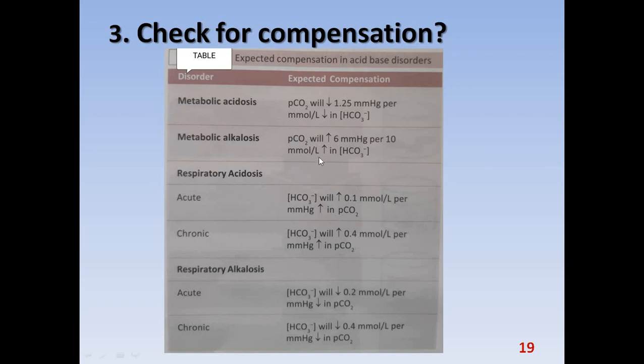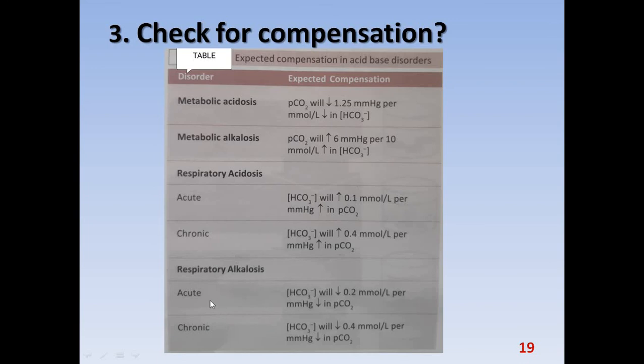So these are the expected compensations. For respiratory acidosis, the first one is acute. For acute, the bicarbonate will increase 0.1 millimole per liter per mmHg, meaning millimeter of mercury, increase in PCO2. For chronic, bicarbonate will increase 0.4 millimole per liter per mmHg increase in PCO2. Now this is for respiratory acidosis.